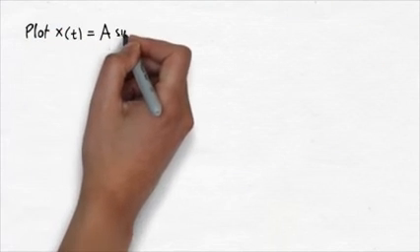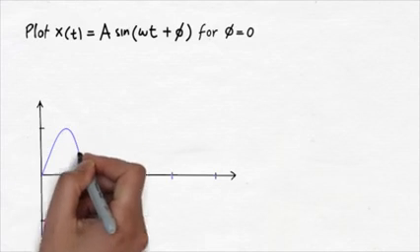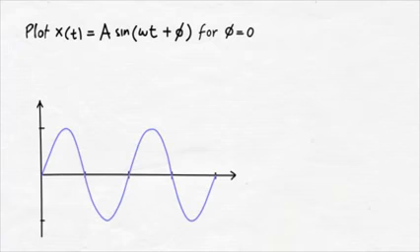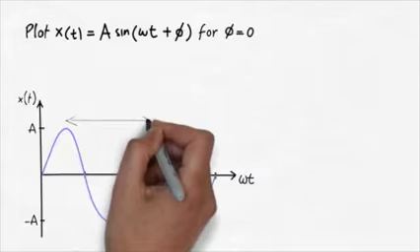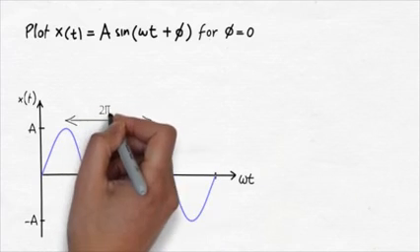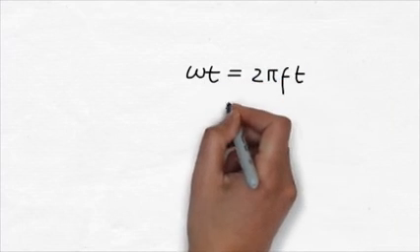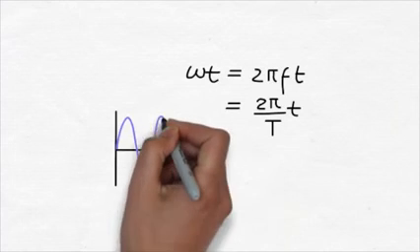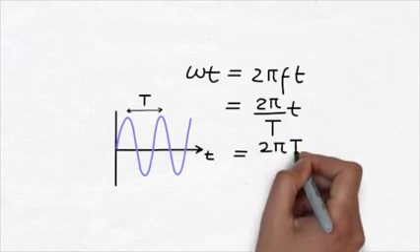Let us now plot the function of x(t) equals A sine(omega t plus phi) for phi equals 0. This will actually be a sine function with maximum amplitude A across the omega t axis, and the distance from peak to peak is 2 pi. Well, this can be obtained with the fact that omega t equals 2 pi f t, where f is 1 over a period, and the time taken from peak to peak is a period, so we finally get 2 pi.